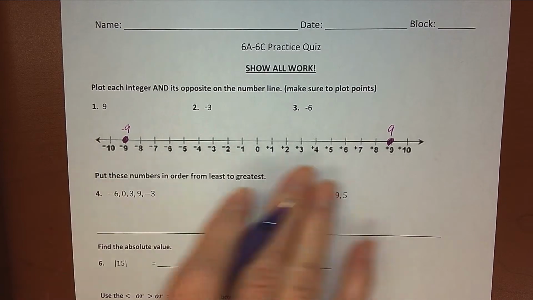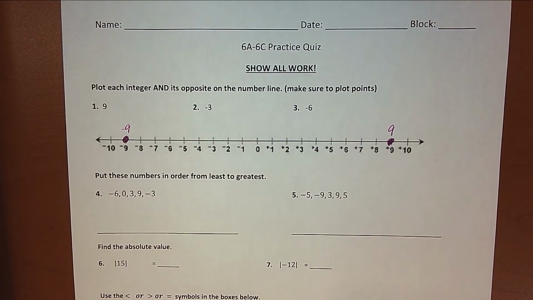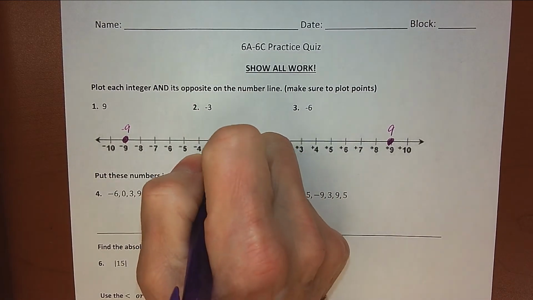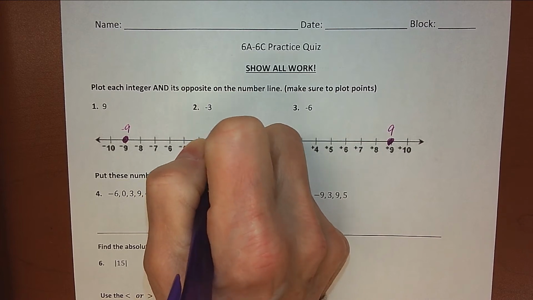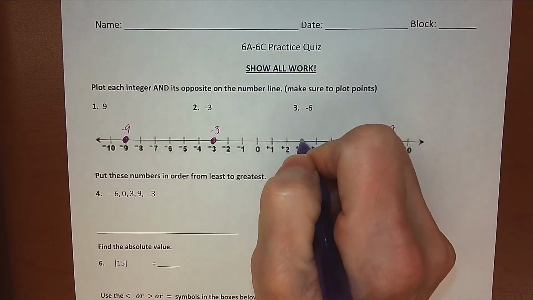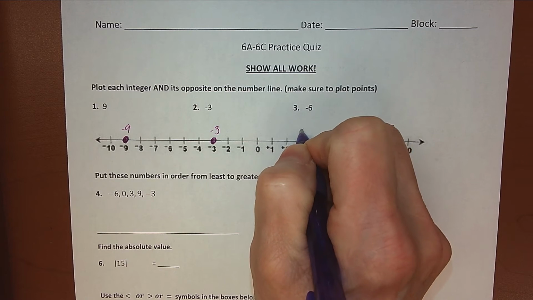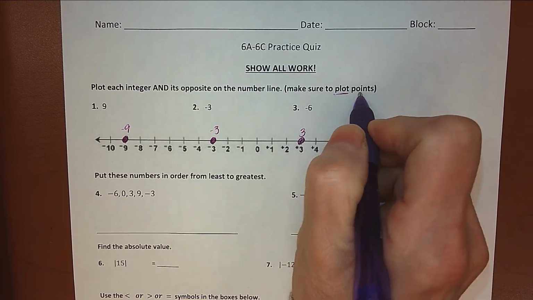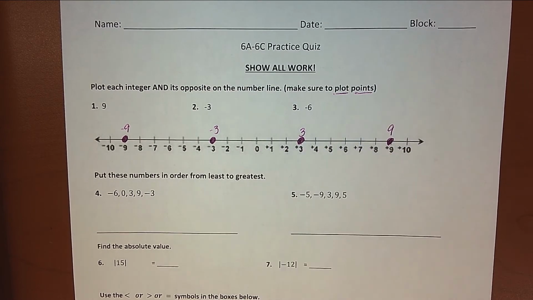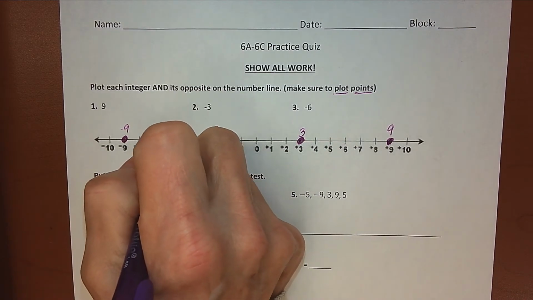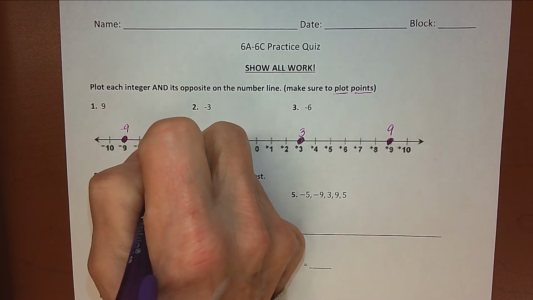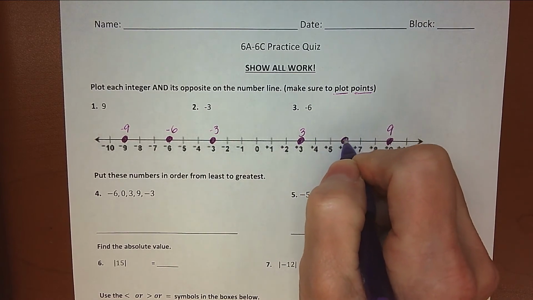Even though this is labeled under here, go ahead and label it -3. We're going to graph -3 right here, and then +3 right here. Notice that it said make sure to plot the points. We need to circle those in. And then finally -6. So we're going to graph -6 or plot -6, and then its opposite, which is +6.